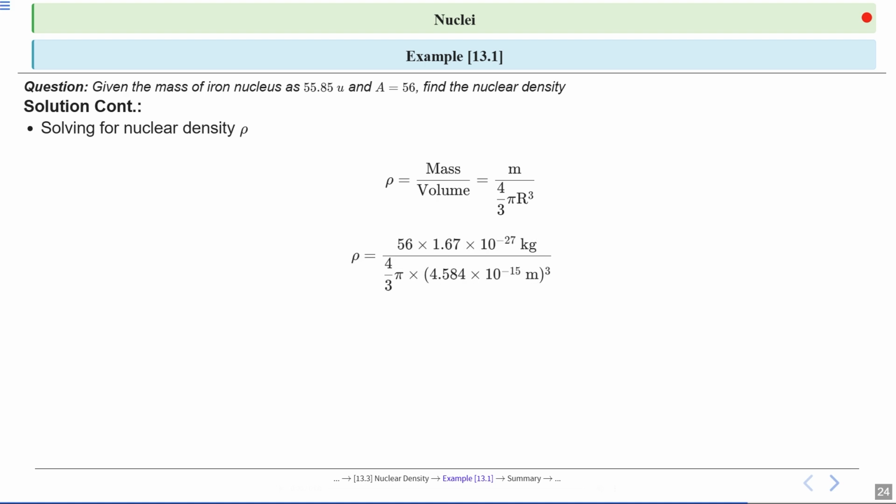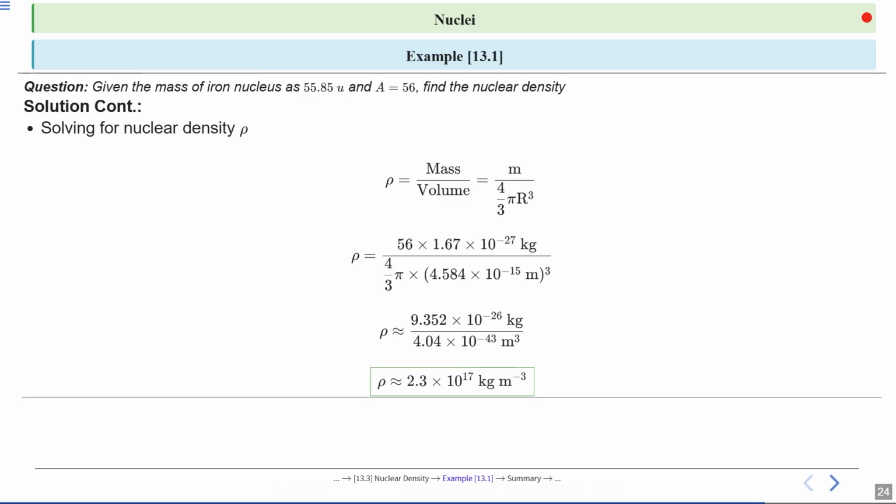Now let's substitute the values into our formula. The mass is 56 times 1.6 times 10 to the power minus 27 kg, upon 4/3 times pi times 4.584 times 10 to the power minus 15 meter cubed. After calculating, we get the numerator as 9.352 times 10 to the power minus 26 kg, upon 4.04 times 10 to the power minus 43 meter cubed.